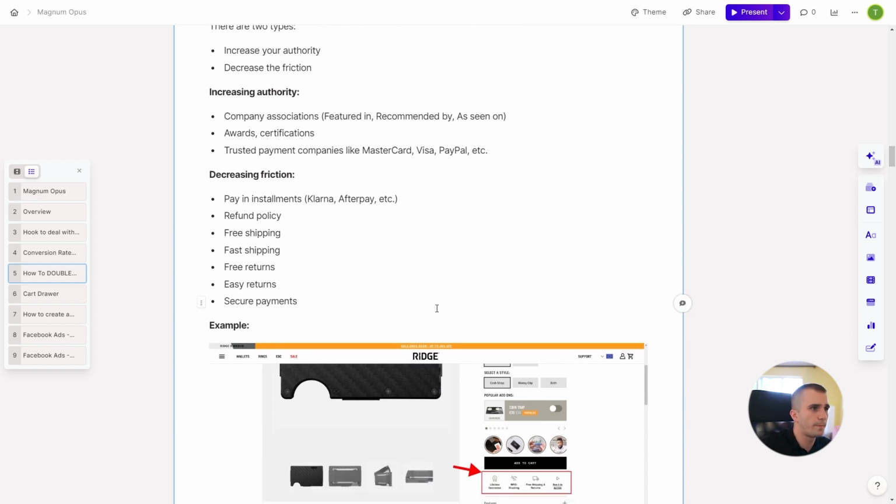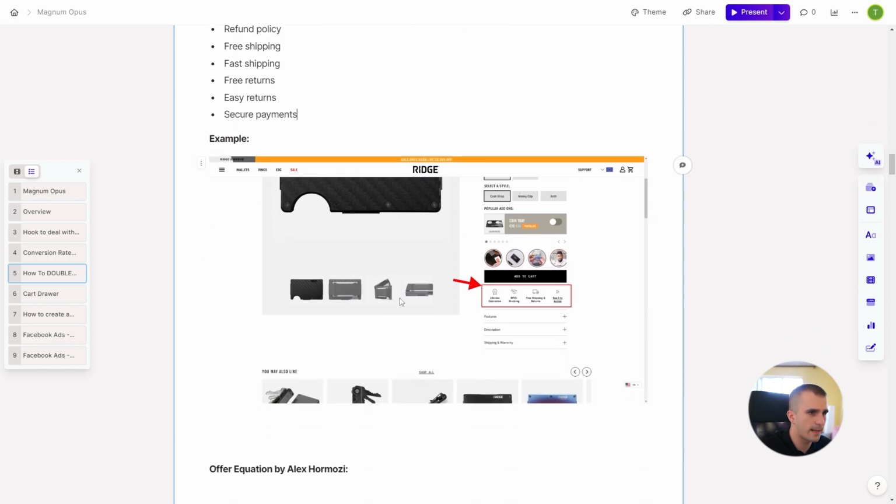Then you have the secure payments. This is very similar to the trusted payment companies. Once again, they're not bothered that their credit card will get stolen. And yeah, so let's cover what an example of this looks like.